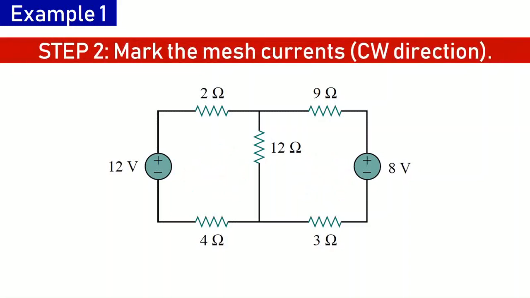Once you identify the meshes, the second step is to mark the mesh currents. Mesh currents can be marked either in clockwise or anti-clockwise direction, but for the sake of convention, we will always take mesh currents in a clockwise direction. So I had these two meshes, mesh 1 and mesh 2, and I am marking the mesh currents in clockwise directions.